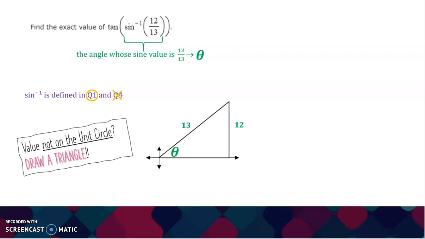Now we'll put in the information that we know, we'll put in our theta, and we'll put in the 12 and 13 in the appropriate places, 12 the opposite side, 13 the hypotenuse, and then we'll use the Pythagorean theorem to find the missing side, which is the adjacent side. Now what we're really being asked is for the tangent of theta, and looking again at my triangle, tangent is opposite over adjacent, so the tangent of theta is 12 over 5.